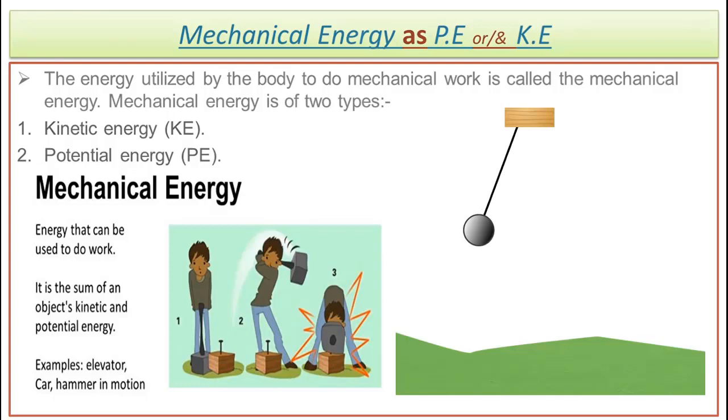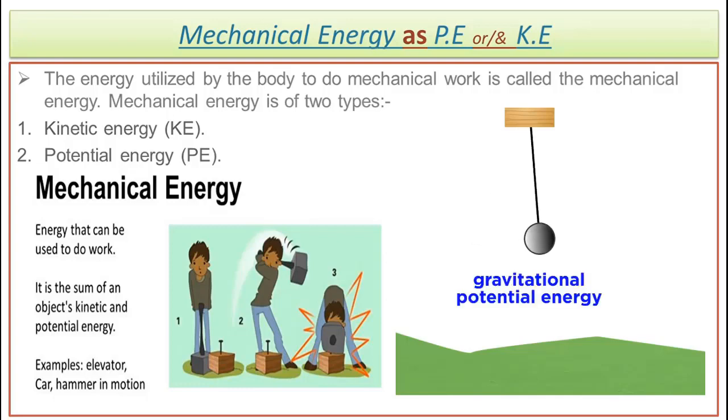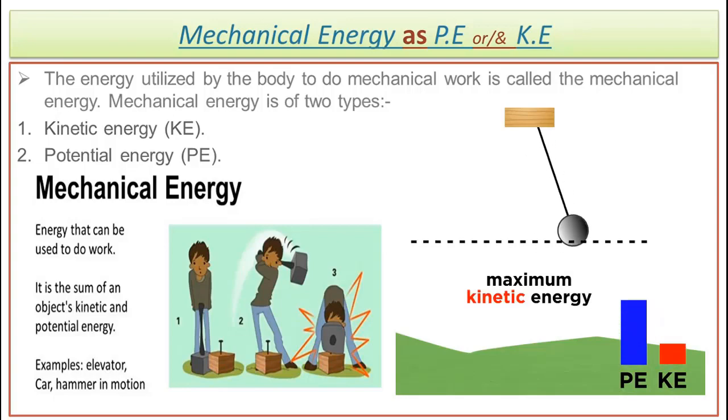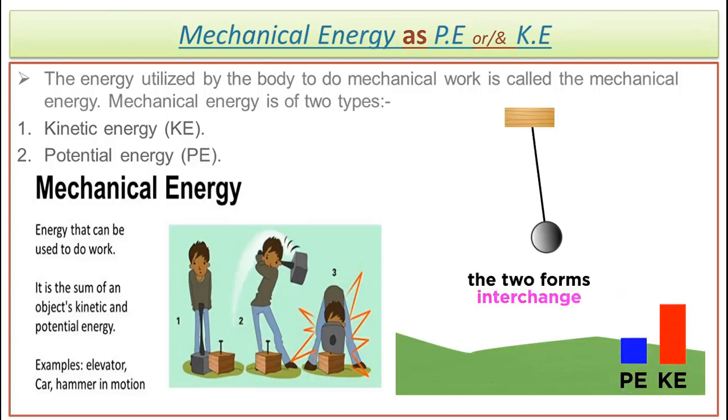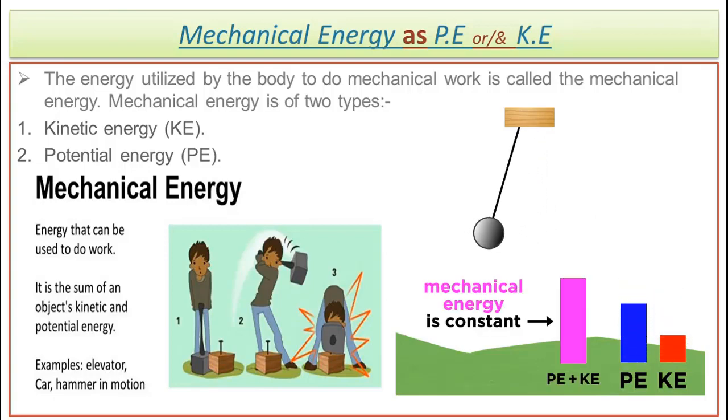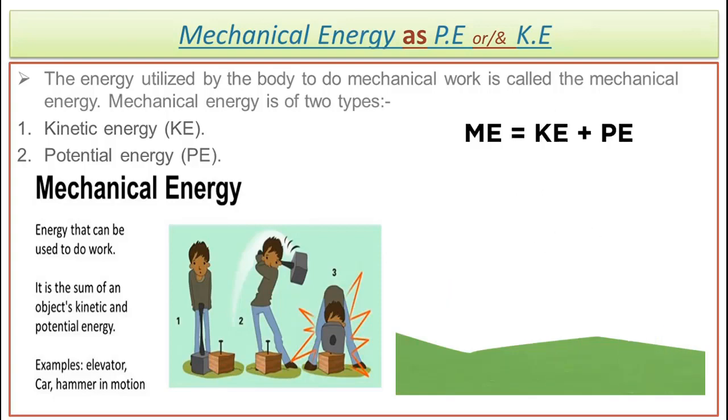Let's see this pendulum, where when it moves from its base point, it gains potential energy, and when it is coming towards its base point, it gains kinetic energy. But at any instant, the sum of the kinetic and potential energy of the bob of this pendulum remains constant. This is known as the conservation of energy, and the sum of the potential and kinetic energy, which is constant, is known as the mechanical energy.